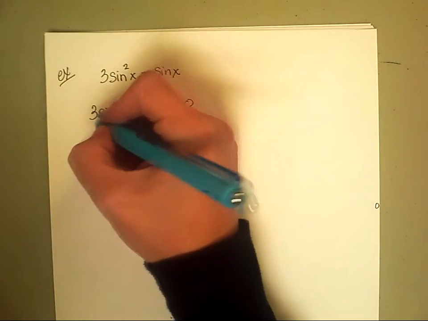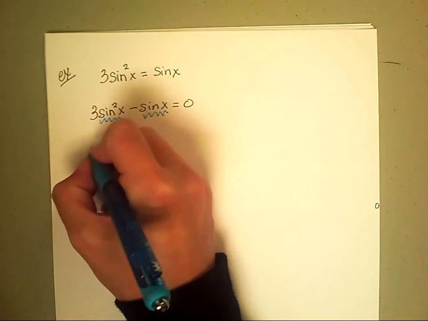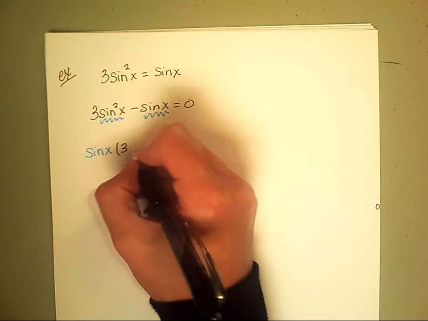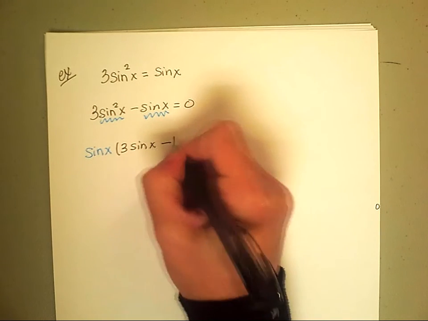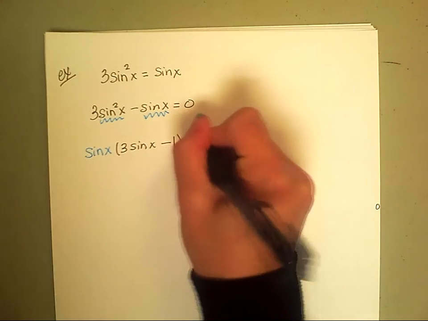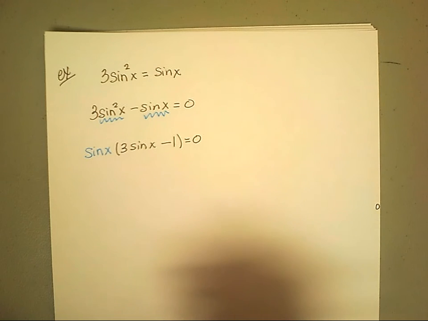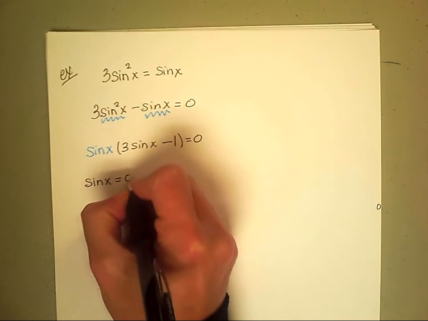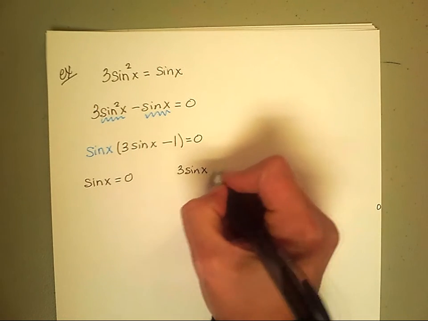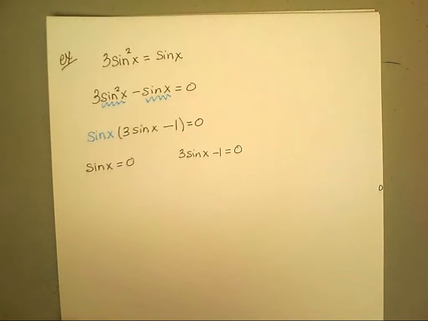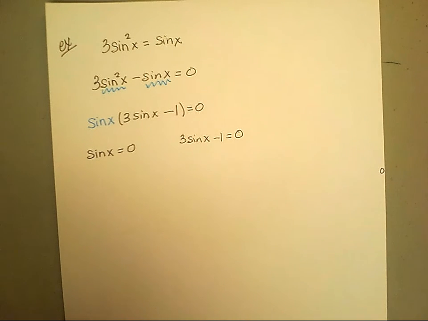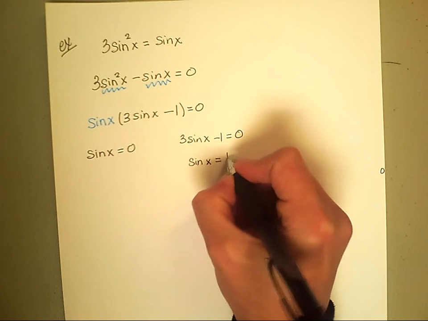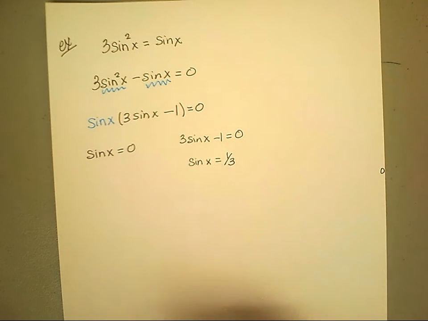And now I can factor out a sine of x because it's the greatest common factor. Okay, so if I pull that out, we have the sine of x, and now what's left behind is just 3 times the sine of x minus 1. Don't forget that minus 1 equals 0. Okay, so it's either that the sine of x is equal to 0, or that 3 times the sine of x minus 1 equals 0 by the zero product property. And if I add 1 and divide by 3, we really have that the sine of x must be equal to 1/3. Okay.